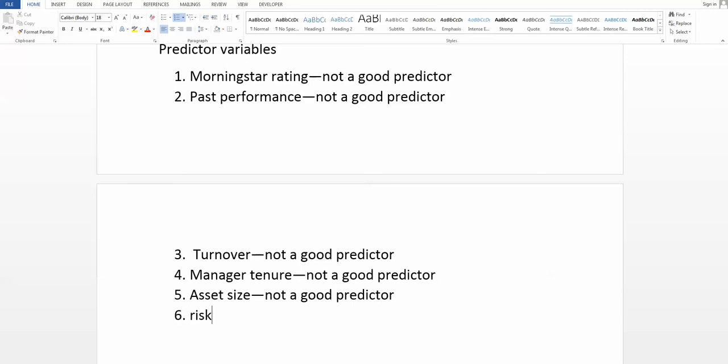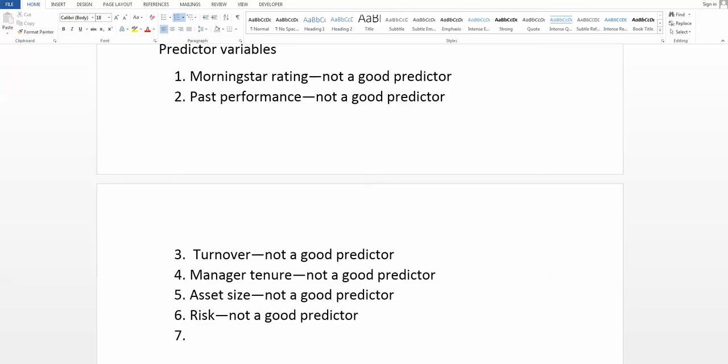They've also looked at risk. By risk, I mean standard deviation, which I've discussed in class. Another risk measure which I haven't actually mentioned is called beta. The idea being the riskier funds should hopefully do better, but they have again discovered risk is not a good predictor.